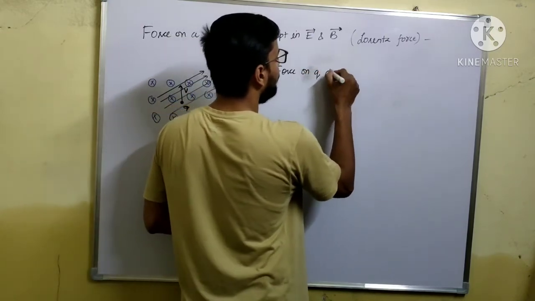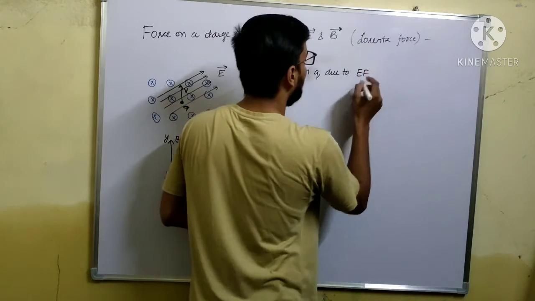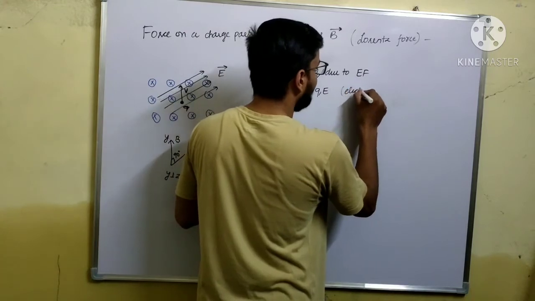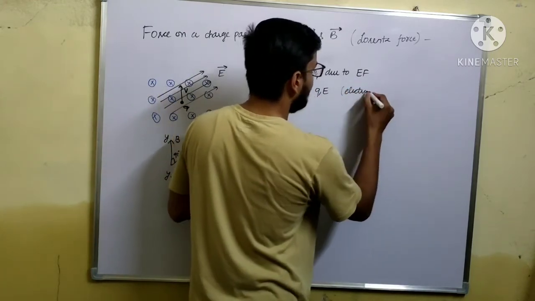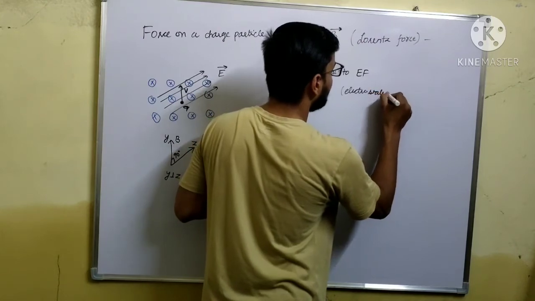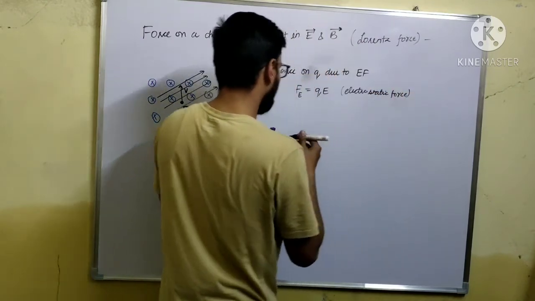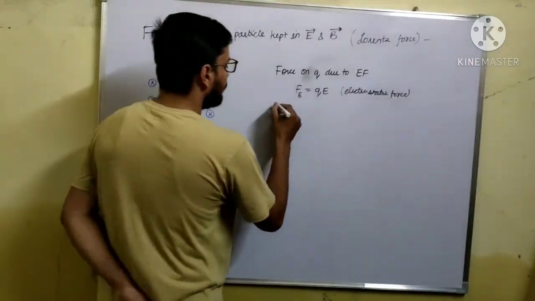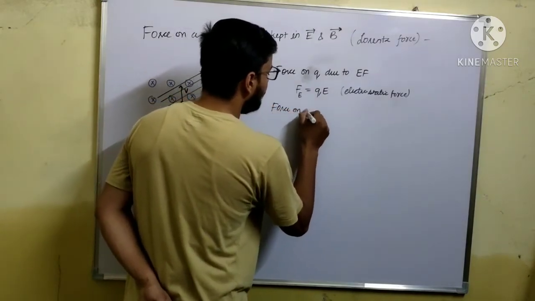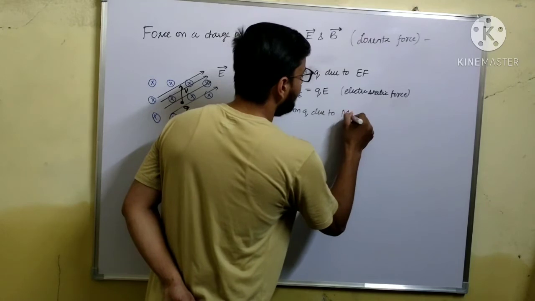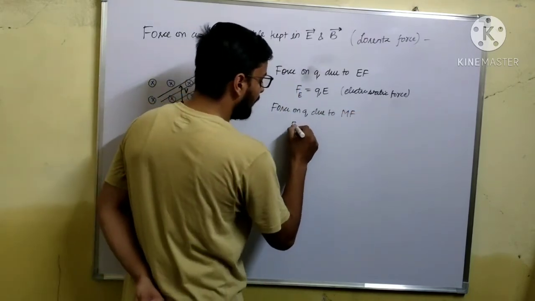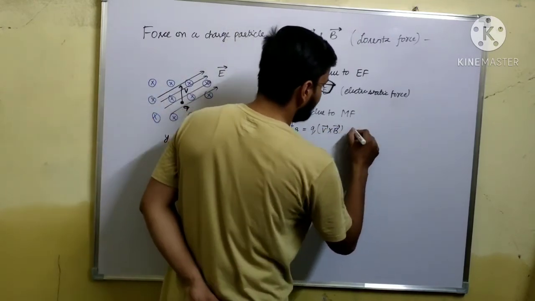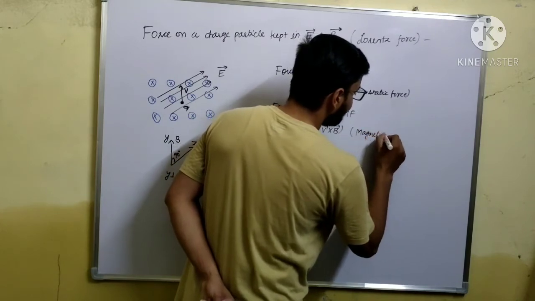So force on q due to electric field will be what, F is equal to QE, this is the electrostatic force, this is due to Fe, electrostatic force. Okay, similarly since the charge is moving, the magnetic field will also apply the force which is called the magnetic force. Okay, so force on Q due to magnetic field, and what the value of force was, FB is equal to Q V cross B. This is what? This is the magnetic force.